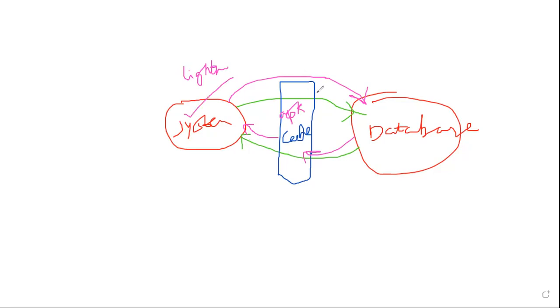Understood? So if there is no change, it will load the data from the application cache. If there is any change in the data, then only it will go to the database, fetch from the database and load into the application cache. From there onwards, it will load into the system every time.